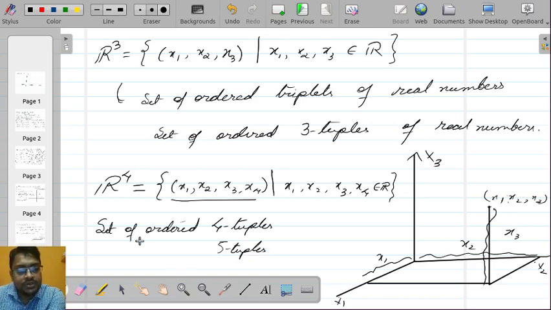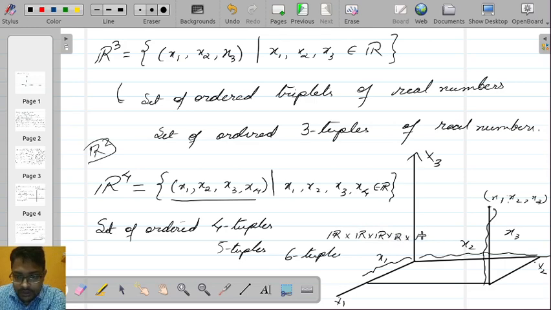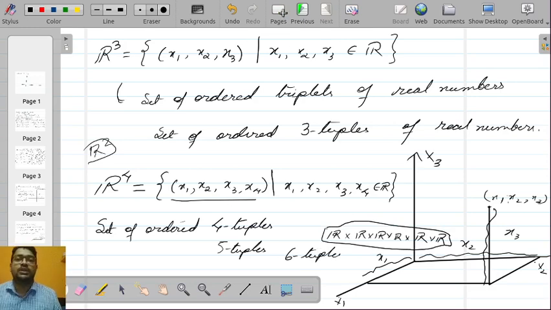In particular, for the case of R2, we just say ordered pairs. It's very easy to say pairs. In general, all these things are taken as tuples. 6-tuples means there are 6 coordinates, which means we are talking about R to the power 6. R to the power 6 is basically R cross R cross R cross R cross R cross R, 6 times. So we are taking the Cartesian product of sets. That is actually a 6-tuple, right?